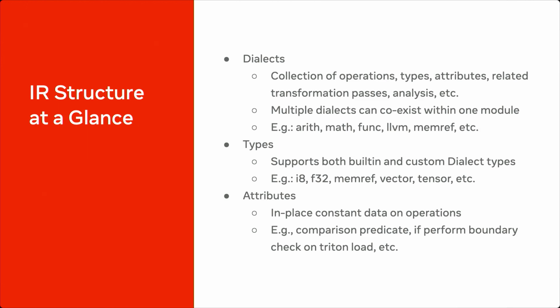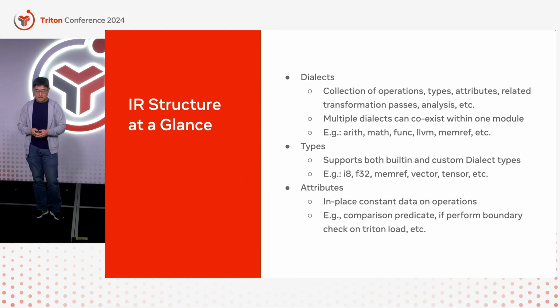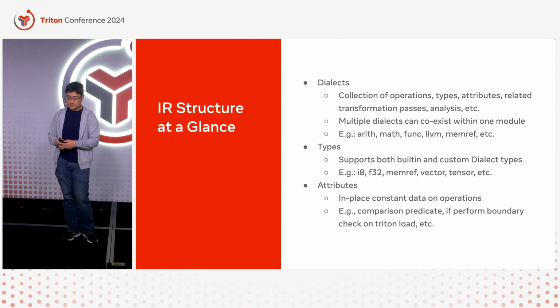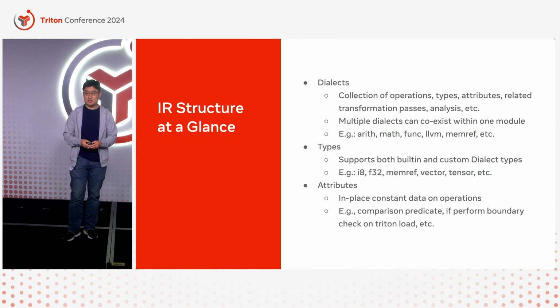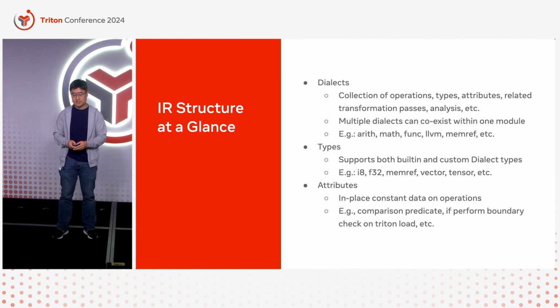Types. MLIR supports both built-in and custom dialect types, and I listed some examples below. And the last important concept that I want to mention is the notion of attributes. They are essentially in-place constant data on operations. Some examples of attributes are comparison predicates, for doing an equal to or not equal to comparison. And a Triton-specific example would be if we're performing a boundary check on load or store addresses.